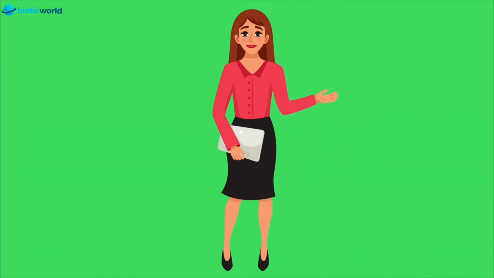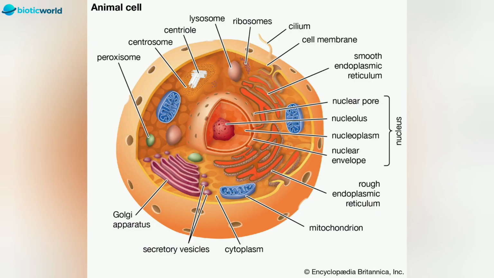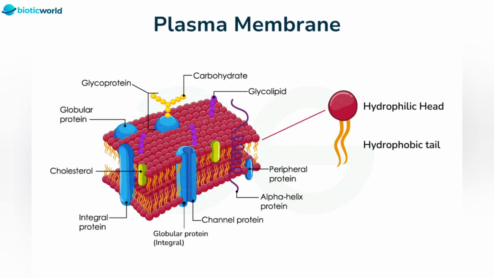Let's begin. The plasma membrane, also called the cell membrane, is the outermost layer of the cell. It serves as a selective barrier controlling what enters and exits the cell. Structurally, the plasma membrane is primarily composed of lipids, proteins, and carbohydrates. Let's break these components down one by one.